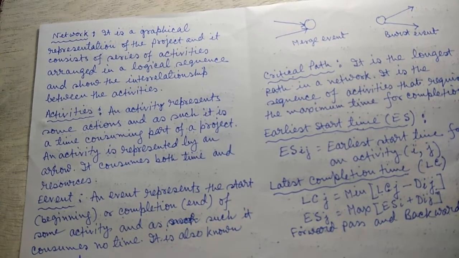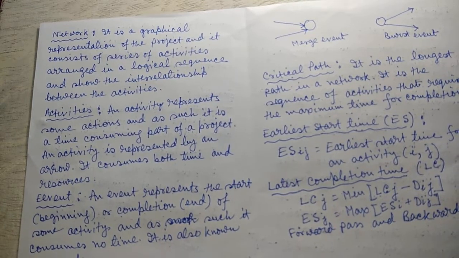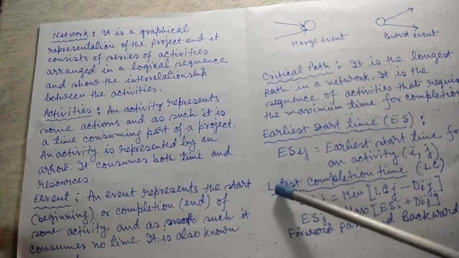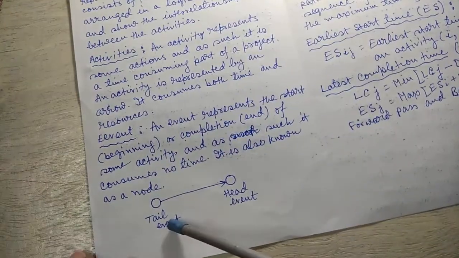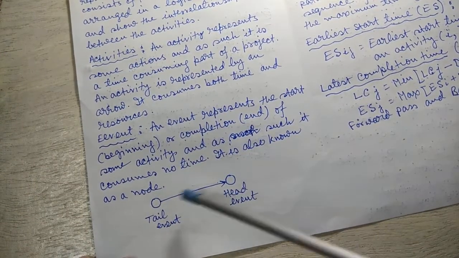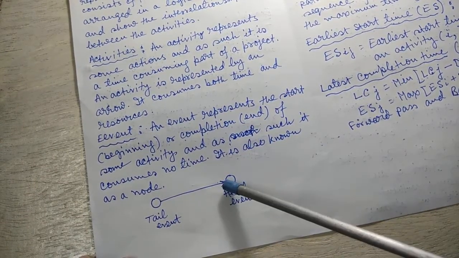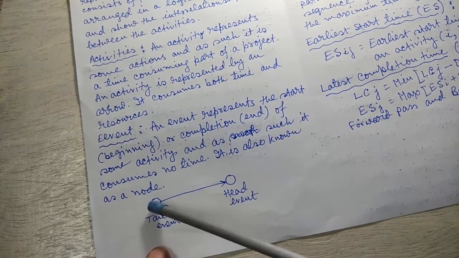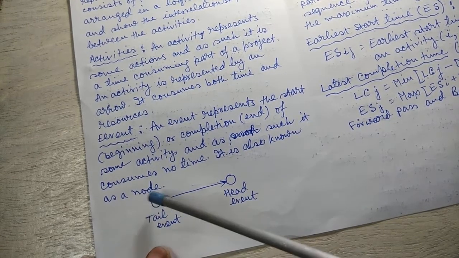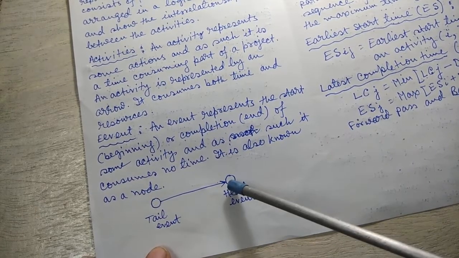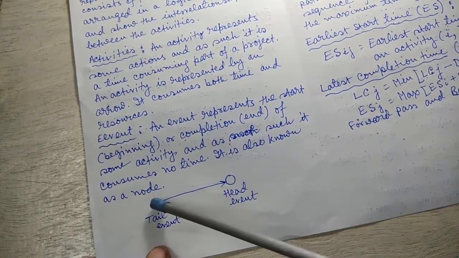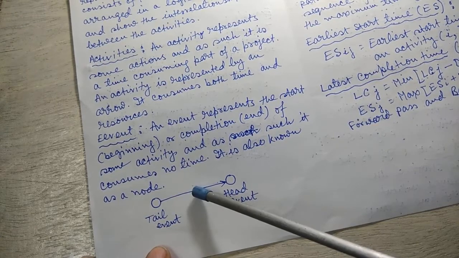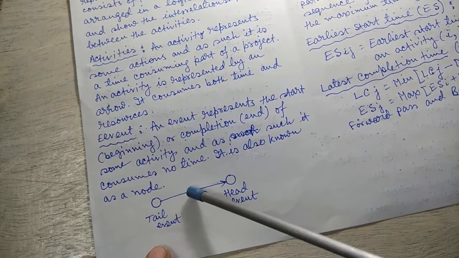Now here, see, this is an arrow, so it indicates an activity, and there is a tail event and head event. So activity starts from here and ends here, and it consumes a time. So activity time should be there.